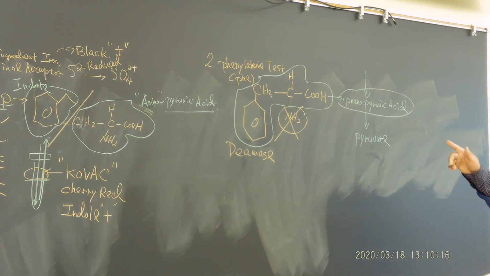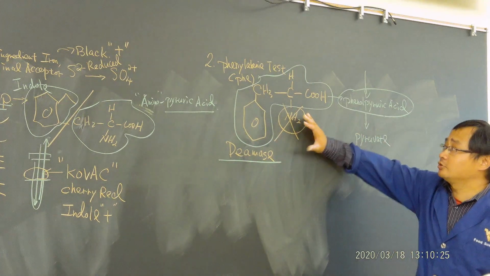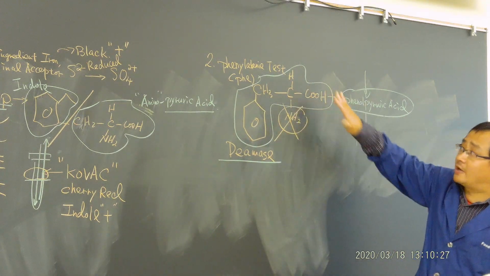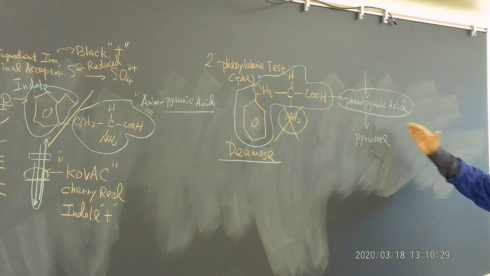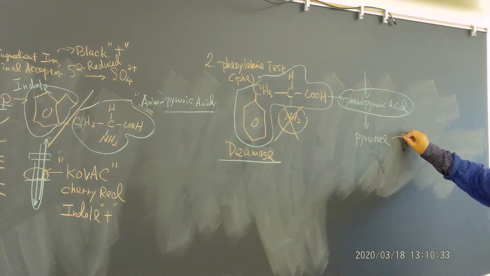That's the reason some of the bacteria can use amino acid, because they have the enzyme called deaminase. Once they have the deaminase, the amino group is gone, and this becomes phenylpyruvic acid. Very easy. Let it go to the next step, which is pyruvate. This can go to fermentation.